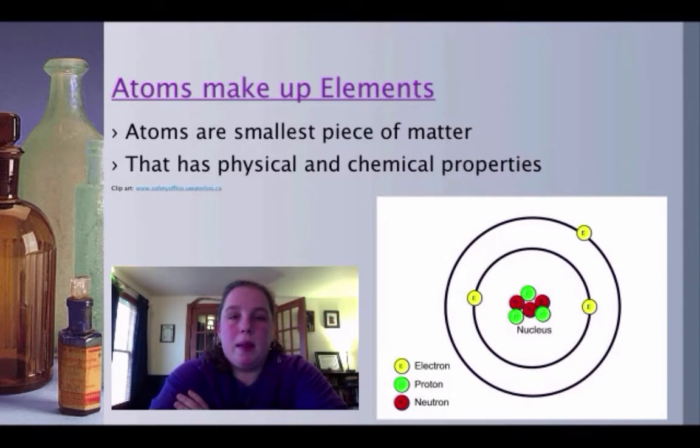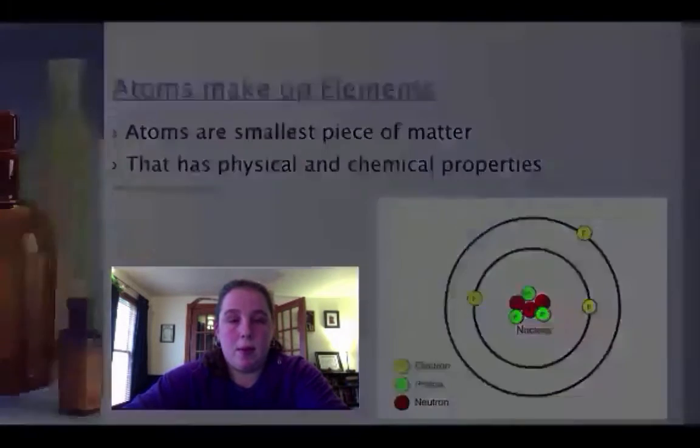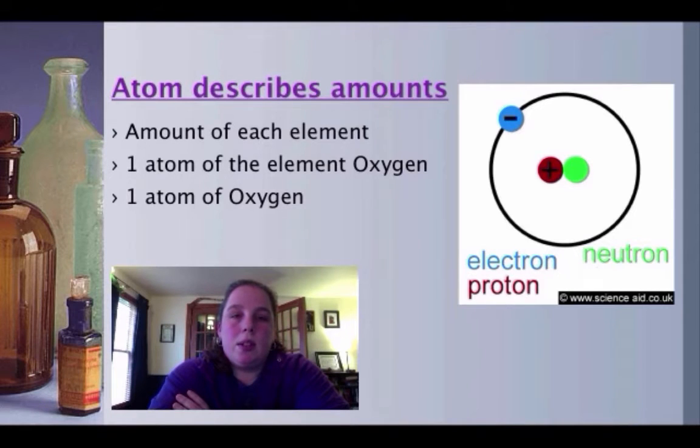Atoms make up elements. Now remember in our last video we talked about atoms being the smallest piece of matter that still have physical and chemical properties. And an atom is actually a term that describes an amount. So it tells you how much of each element that you have. So you can say I have one atom of the element oxygen, and the way you would say that is I have one atom of oxygen. Now, could you have 2 atoms of oxygen? Absolutely. Could you have 3,000? Sure, absolutely. So these are just describing amounts. So that's what an atom actually does.